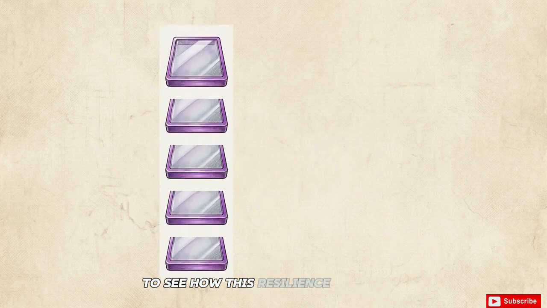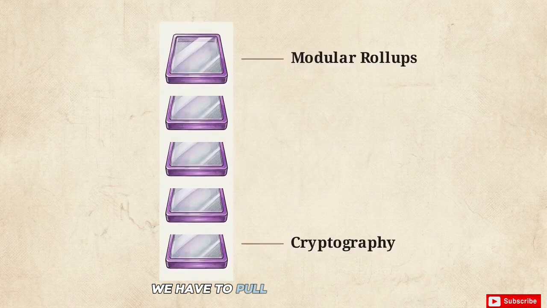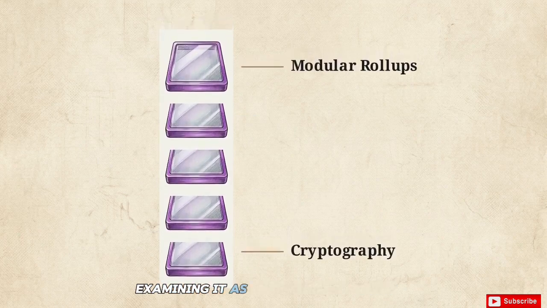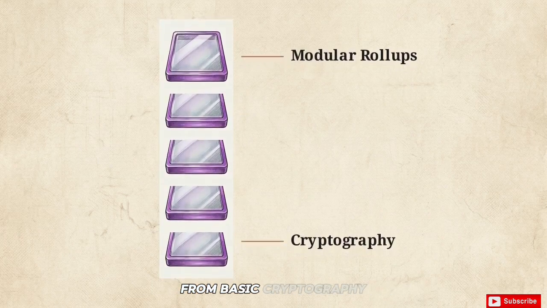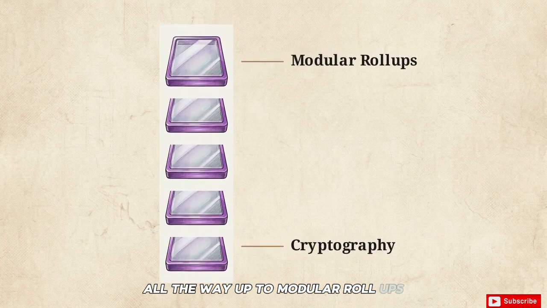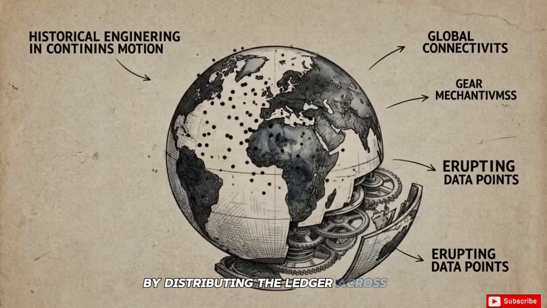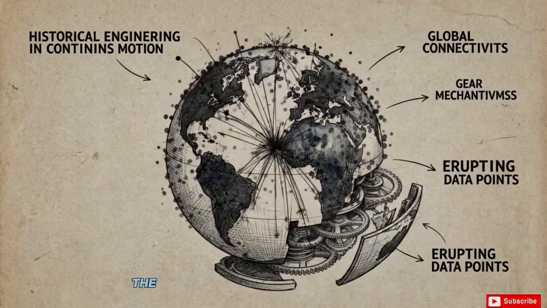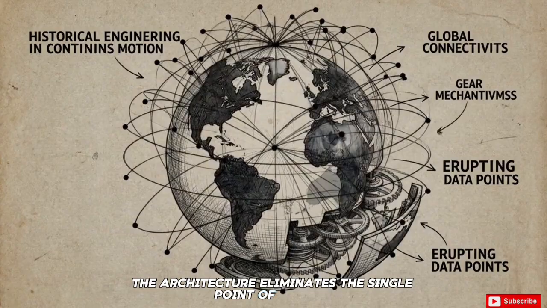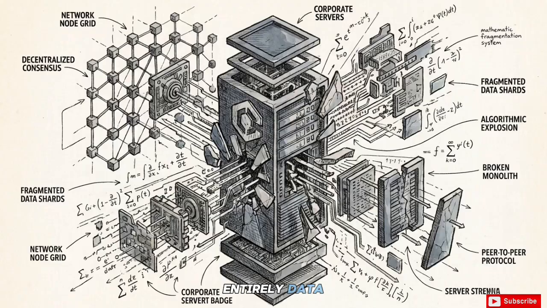To see how this resilience actually works, we have to pull the system apart, examining it as a multi-layered stack from basic cryptography all the way up to modular rollups. By distributing the ledger across a massive global network, the architecture eliminates the single point of failure entirely. Data integrity relies on converging cryptographic proofs, replacing the need to trust an institutional reputation.